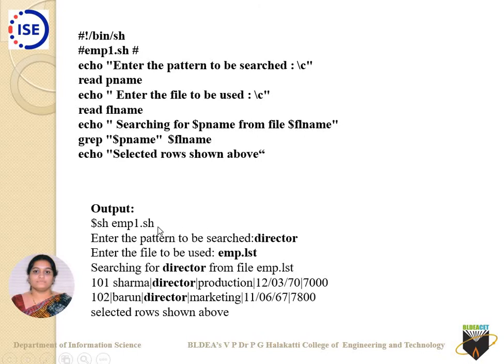Whatever I give further, the same pattern name is there. I'll give my pattern name as director and emp.lst. If you give director and emp.lst, I cannot use pname and flname there. So I have to use command line arguments, which are some special variable names, and then the further search and listing will be displayed on the screen.